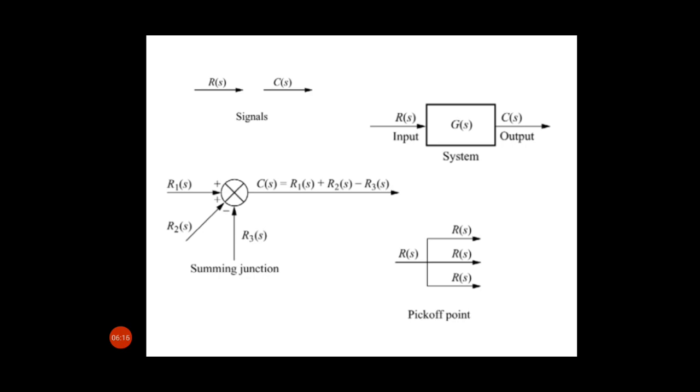So block is nothing but a junction point. Here, if you see this block, a signal is entering the block. So whatever signal is entering the block will be indicated by an arrow, and it is like this, where signal R(s) or C(s) is indicated by the arrow.